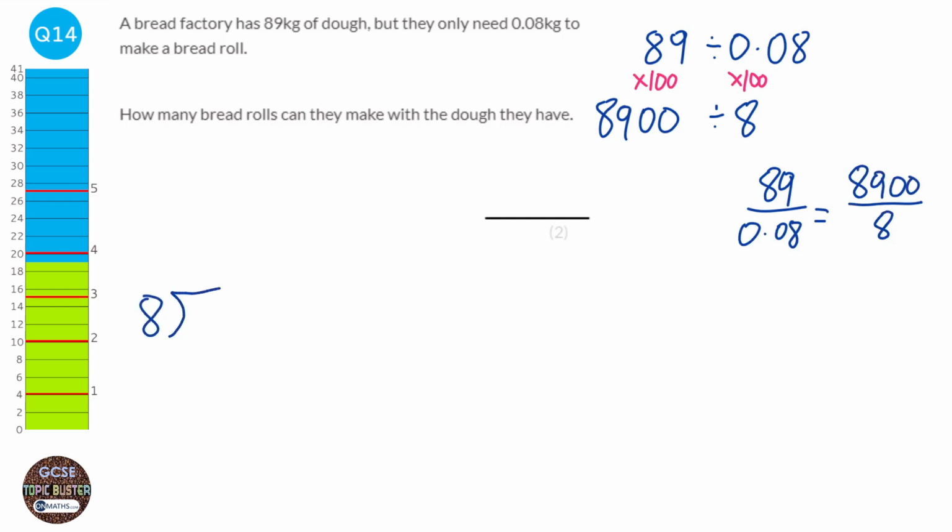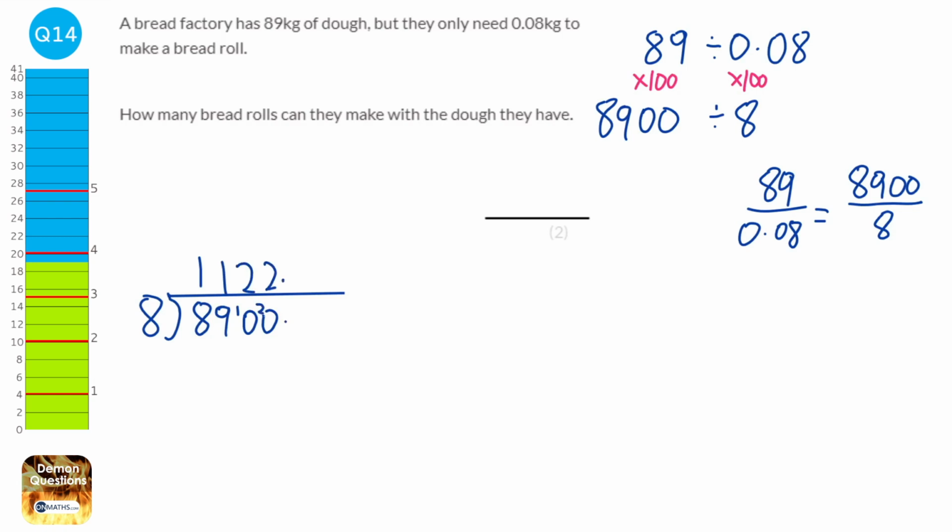So 8 on the outside, and in fact I might use a straighter line here. There we are. And we've got 8,900 on the inside. So 8 into 8 go 1, 8 into 9 go 1, remainder 1, 8 into 10 go 2, remainder 2, and 8 into 20 go 2, remainder 4, and 8 into 40 go 5.